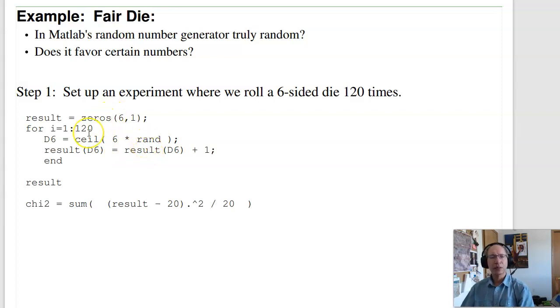With the 120 rolls, I should get 20 1s, 20 2s, 20 3s. Form the chi-squared score. That'll be the actual results minus expected, squared, divided by expected. Add them all up. That's my chi-squared score.